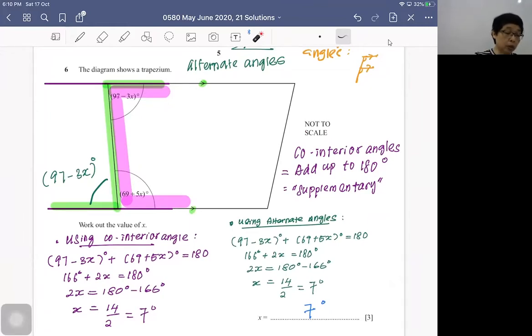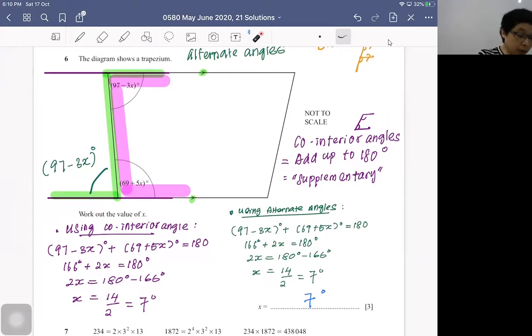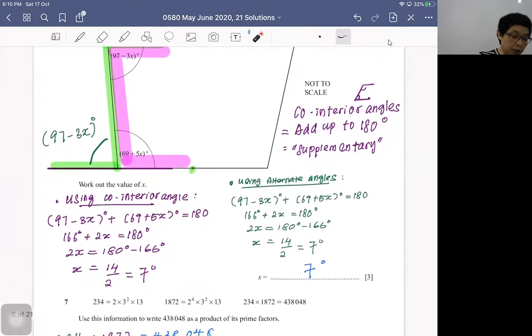I have suggested 2 perspectives of looking into this. The first one is the one I colored in purple, where you notice this is a C diagram, or co-interior angles. These 2 add up to 180. Therefore, you take 97 minus 3x plus 69 plus 5x, and that sums up to 180. Then carefully remove the brackets, simplify, and solving it, you arrive at x equals 7.